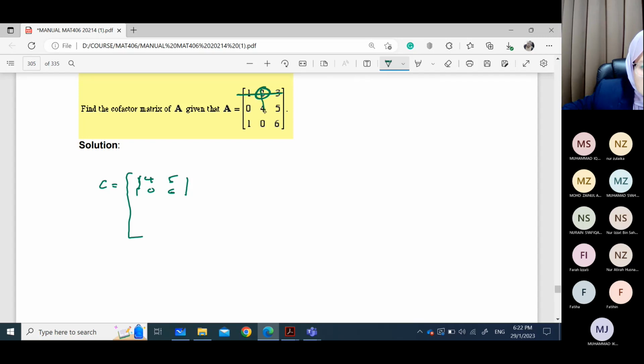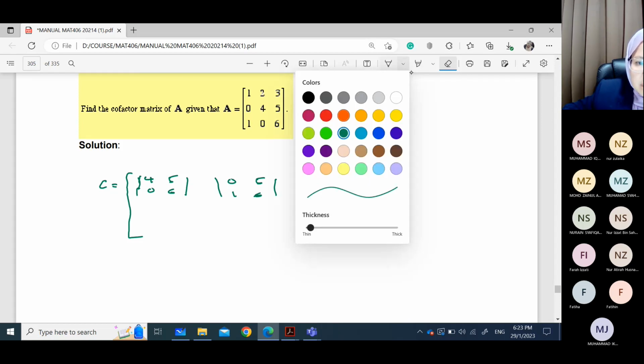Second, yang ini. So determinant here is 0, 5, 1, 6. Ini baru second, C1, 2. And then C1, 3. 0, 4, 1, 0. Yes, determinant for 0, 4, 1, 0. Untuk second row pula, you repeat the same process.